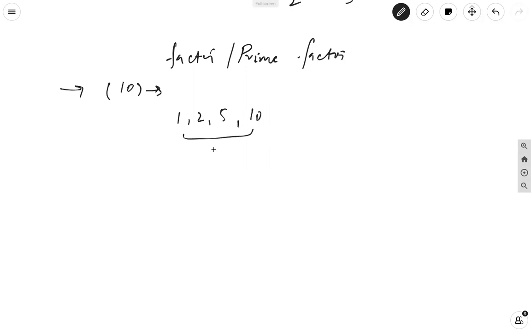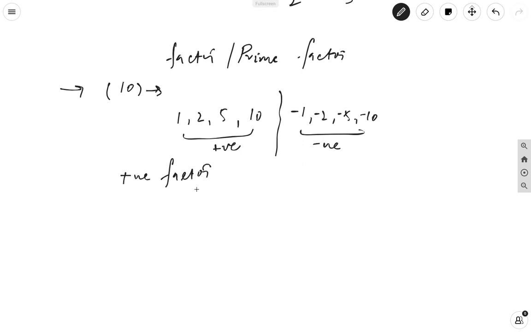Remember, these positive factors have equal negative factors as well. That is -1, -2, -5, and -10. In the ETS guide, they explicitly mention the positive factors. But when they ask about just factors, you must consider positive as well as negative factors, right?